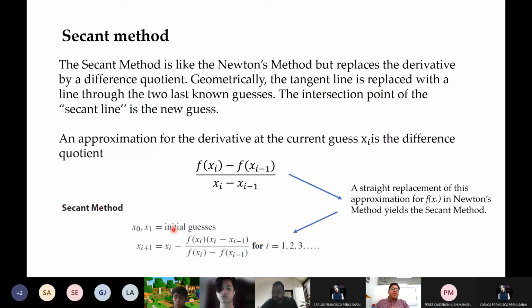The Secant method is pretty much like Newton's method, but replaces, as I said before, the derivative by a difference quotient. Geometrically, the tangent line is replaced by a line through the two last known guesses. This is what we call the Secant line. If you have a line, for example, and two different points close to it, the intersection point between the function you are studying and the line passing through those points is called the secant.